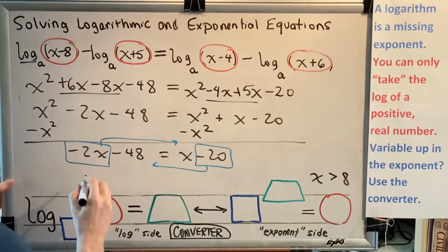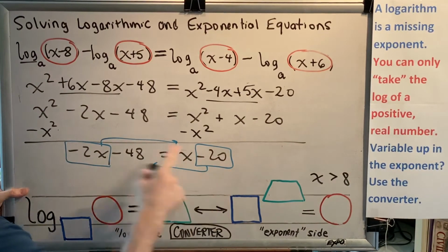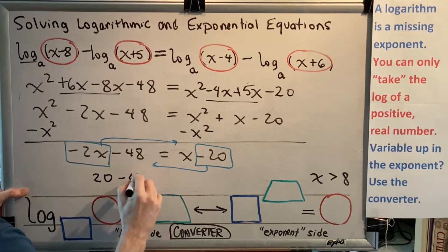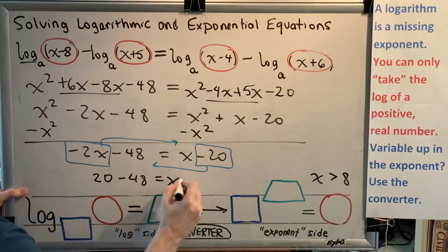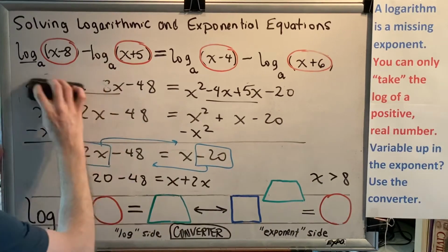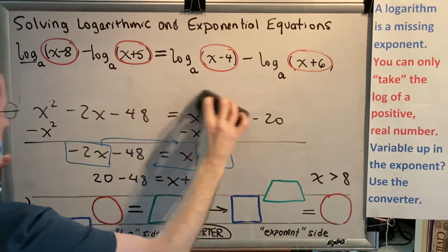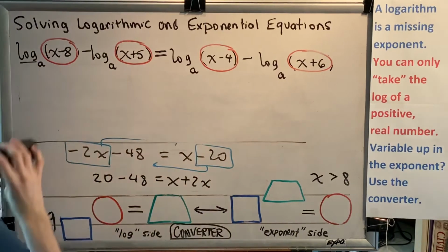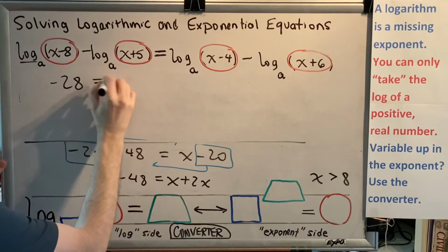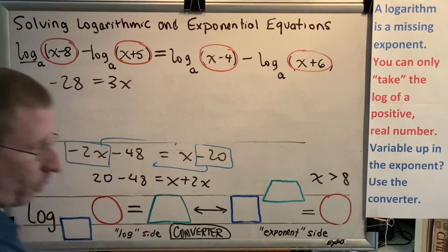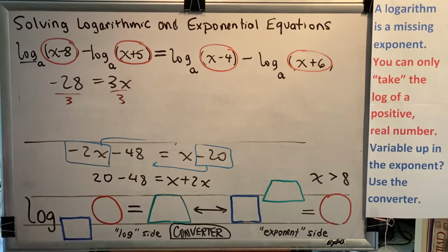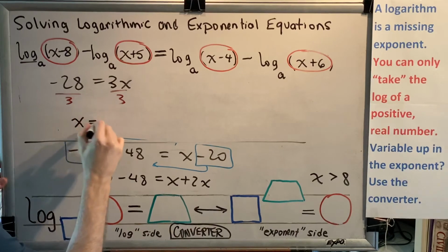So this gives us, when a term changes sides, it changes signs. So this gives us positive 20 minus 48 equals x plus 2x. Combining like terms on both sides, on the left we get the number negative 28, and on the right we get 3x. Dividing both sides by 3, we get x equals negative 28 thirds.